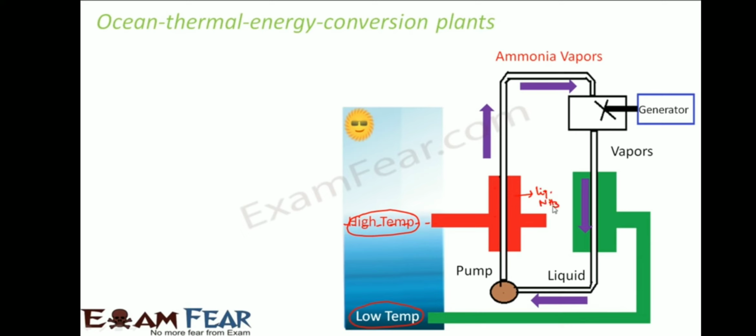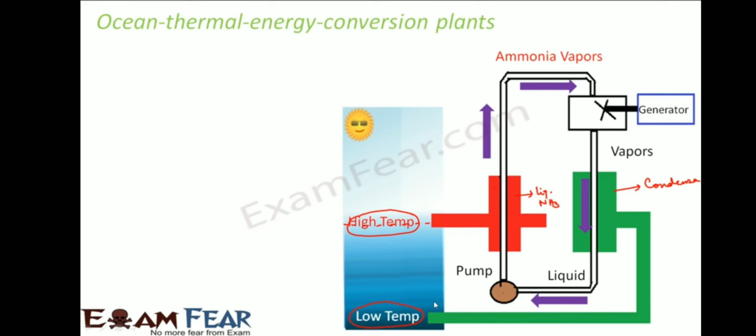What happens when this high temperature water comes, the liquid ammonia starts boiling. It heats up the liquid ammonia. As a result, ammonia vapors are formed, right? Now these ammonia vapors are then used to turn the turbine of the generator. When the turbine rotates, electricity gets generated. Now these ammonia vapors then come back and enter into another setup known as the condenser. What does a condenser do? It will cool down the vapor back into liquid ammonia.